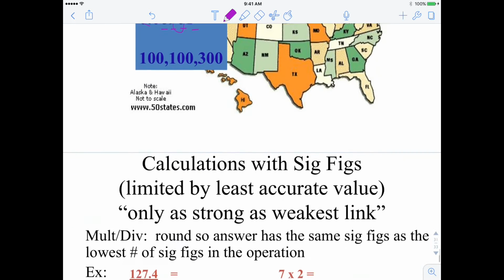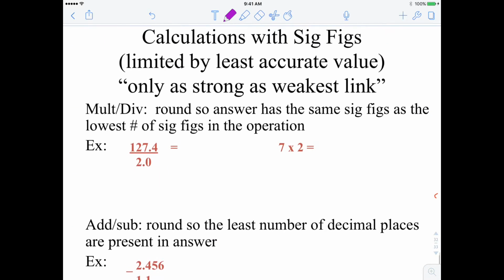Now let's talk about the last thing, and that is how to do operations. Multiplication and division are easy. You're only as strong as your weakest link. You're limited by the least accurate value. You round the number to have the same number of significant figures as the lowest number of significant figures in the operation. What does that mean exactly?